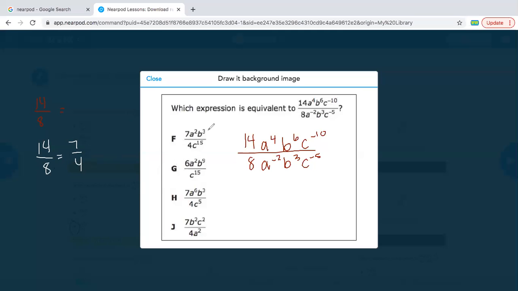So G is automatically out. Yay. I was in between G and H, right? It's okay. Everybody does it. Now I get it.